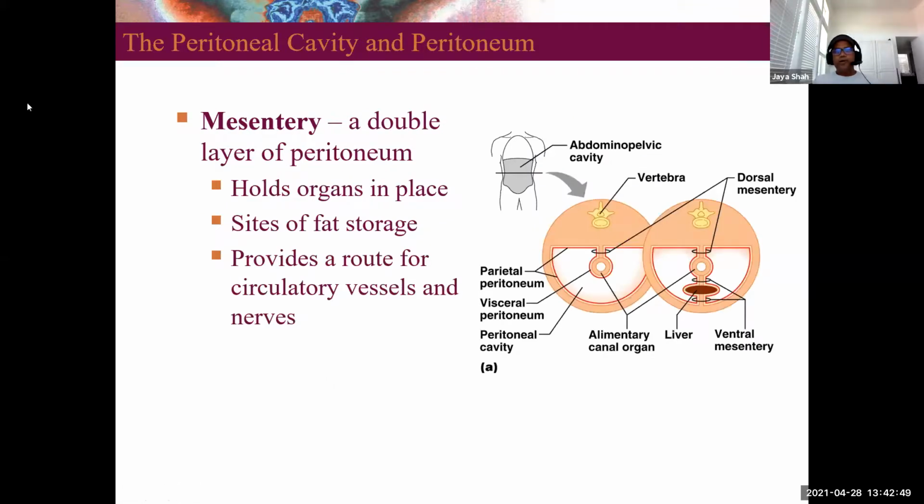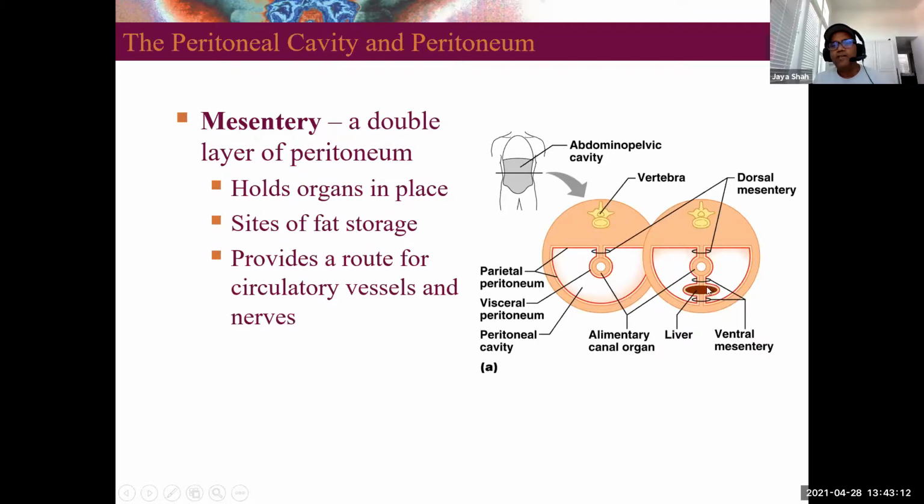Okay, so through this double layer, a lot of blood vessels and nerves enter the wall of the GI tract. Sometimes there is an organ like the stomach or liver. You see here, there is the intestine, an alimentary canal organ. So this double membrane behind the organ is called the dorsal mesentery.